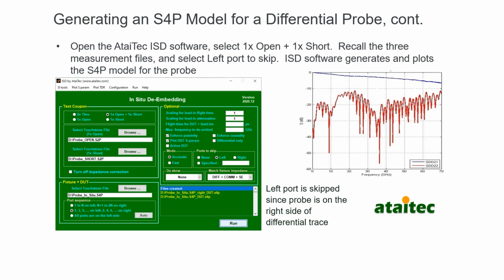Here is a screenshot of the Ataitec software. On the left-hand side, we load the open, the short, the in situ, and then we select auto, which kind of verifies that our ports are correct. And then ports to skip on the right, kind of the right side is on the left, meaning that it's not going to be developing a model for the left side, it's going to be for the right side. The probe will be on the right side in this case.